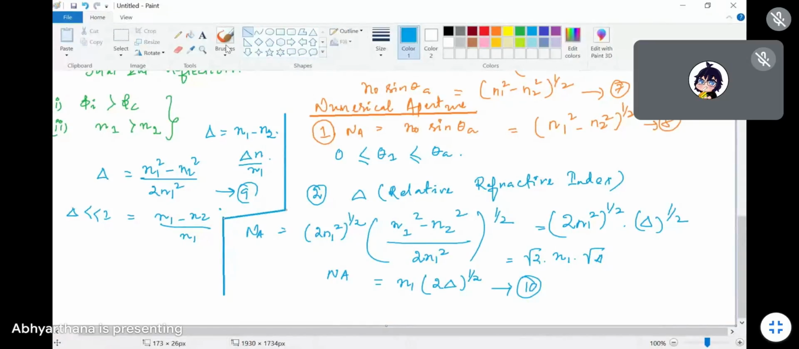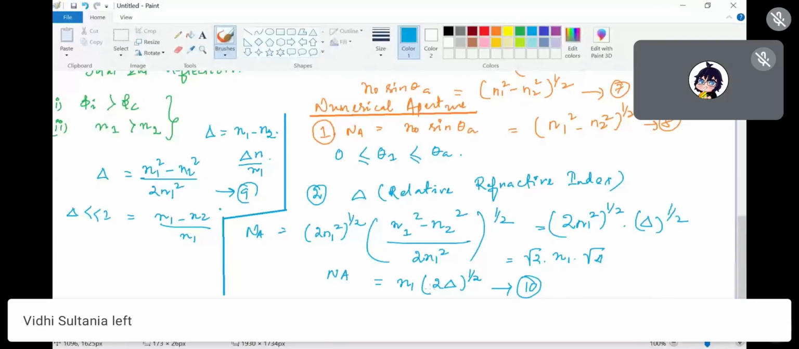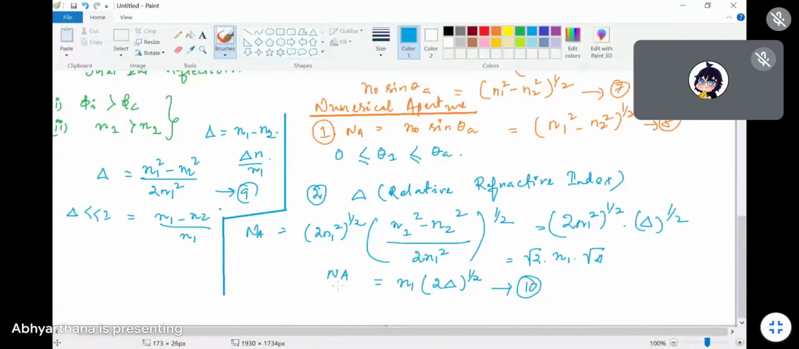Leave this side, okay? So this is your numerical aperture expression, that is n1 square minus n2 square to the power half. I want to do something to this function so that I get it in terms of your delta function, which is the difference in your refractive index, because mostly in your question, your delta function will be given to you directly. So you need not do all this and then find out. You can just directly use this function and find out the numerical aperture.